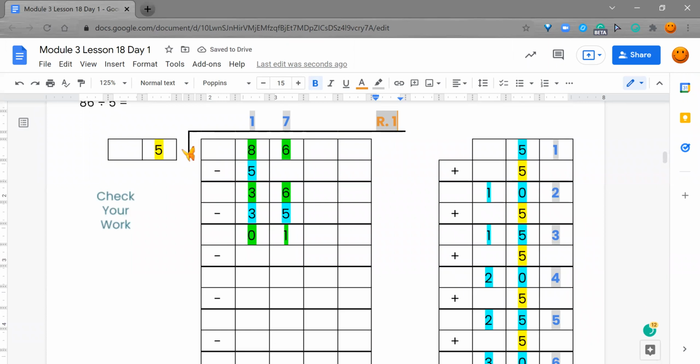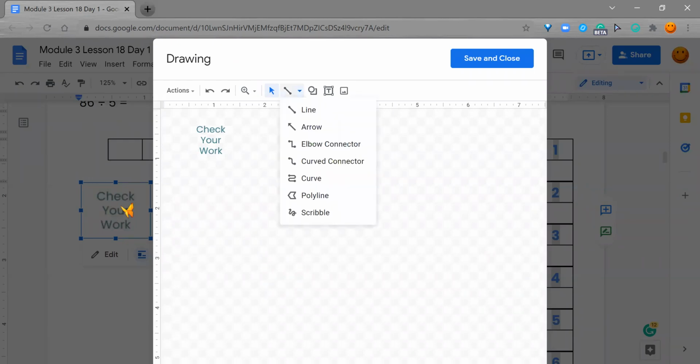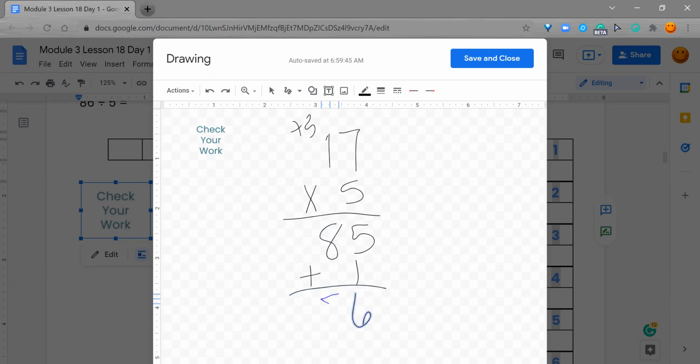I have to do 17 times 5 plus 1. So I'm going to bounce right into here, and hit scribble. I do 17 times 5. So 7 times 5 is 35. I carry my 3. 5 times 1 is 5, plus 3 is 8. Remember, I have a remainder, and the remainder we add. 5 plus 1 is 6, and 8 plus nothing.